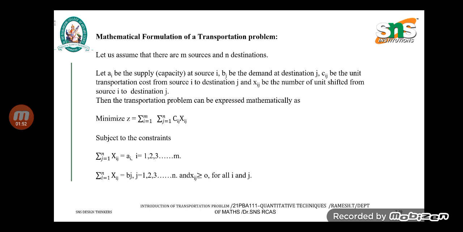Then the transportation problem can be expressed mathematically as: minimize Z equals the sum of i from 1 to m and the sum of j from 1 to n, Cij Xij. Subject to the constraints, sum over j from 1 to n, Xij equals Ai, i takes values 1 to m. And sum over i from 1 to m, Xij equals Bj, j takes values 1 to n, and Xij is non-negative for all i and j.